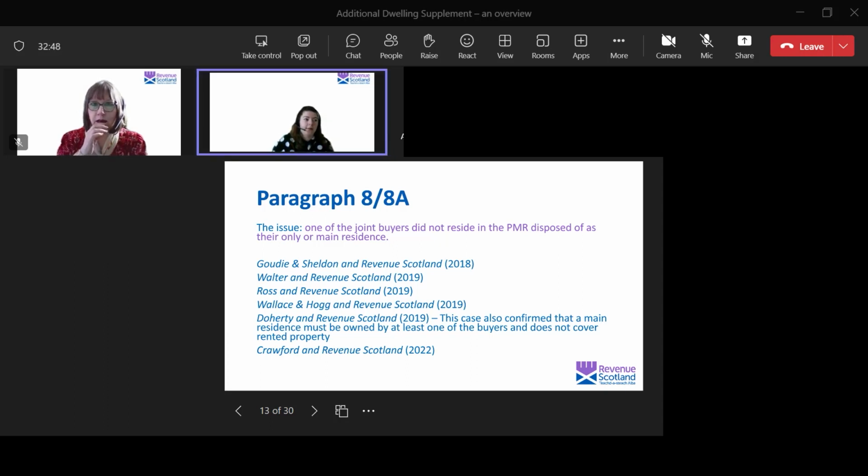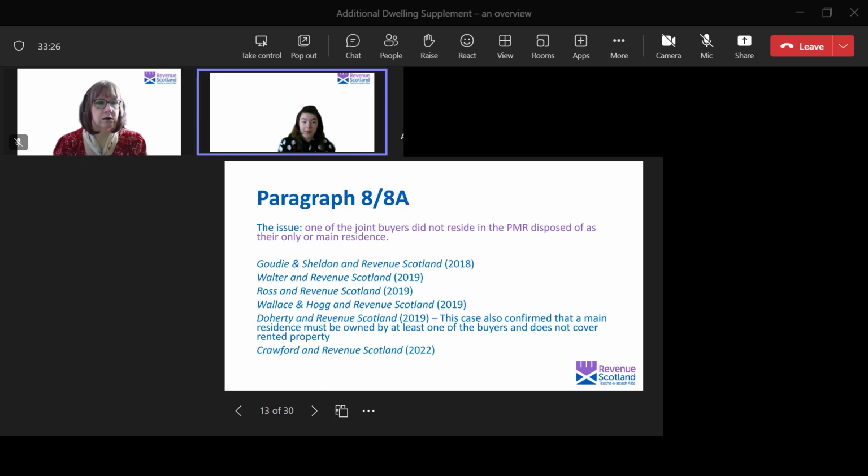So let's take another example. So Red, again, they own their current main residence and they're looking to buy a new main residence with Green jointly. But this time they are spouses. So paragraph 8A can apply. So only two buyers, they're joint buyers and they are spouses. And again, Green currently lives in separate rented accommodation. Red can't sell their PMR again, so they pay the ADS on the effective date. But Red manages to sell their PMR 5 months later, just as they did in the first example, and they wish to make a claim for the repayment of the ADS.